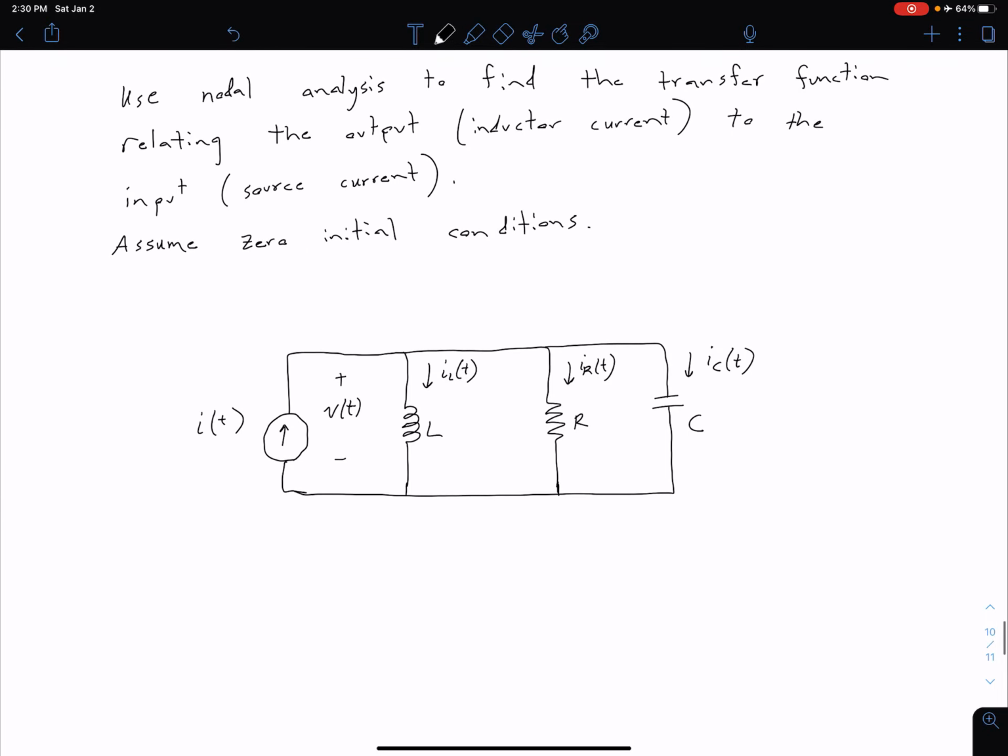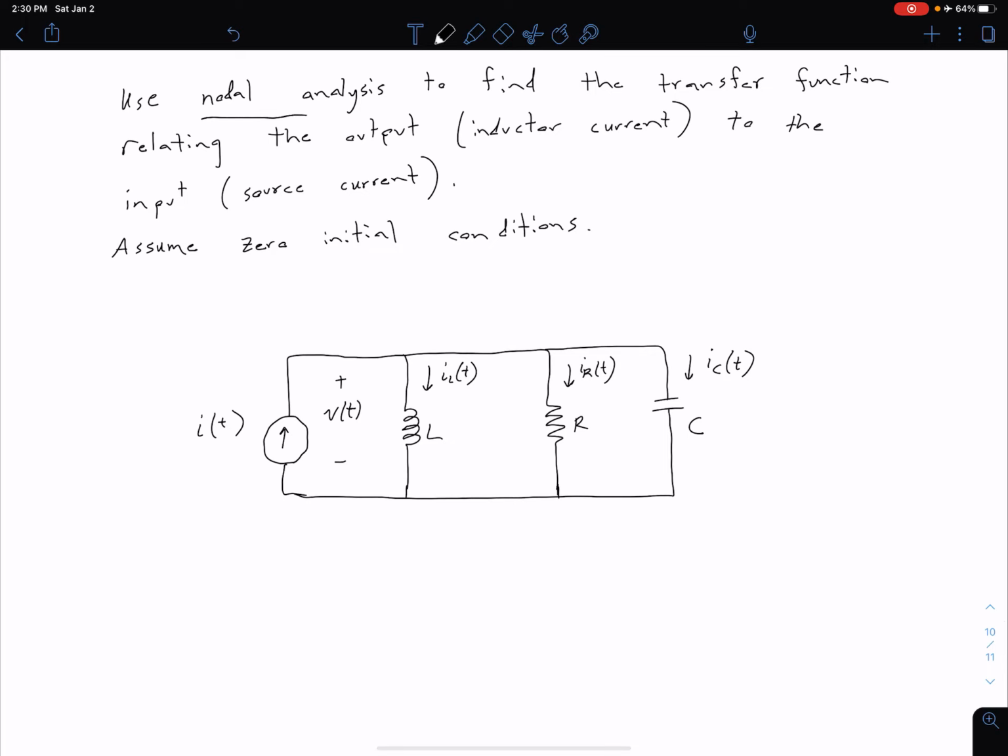So what we want to do is use nodal analysis, and I'll step through the process a little bit for this first example, to find the transfer function, which is relating the output, in this case defined as our inductor current, I_L of t, to the input, which is our source current, I of t over here on the left. And again, we're going to assume 0 initial conditions.